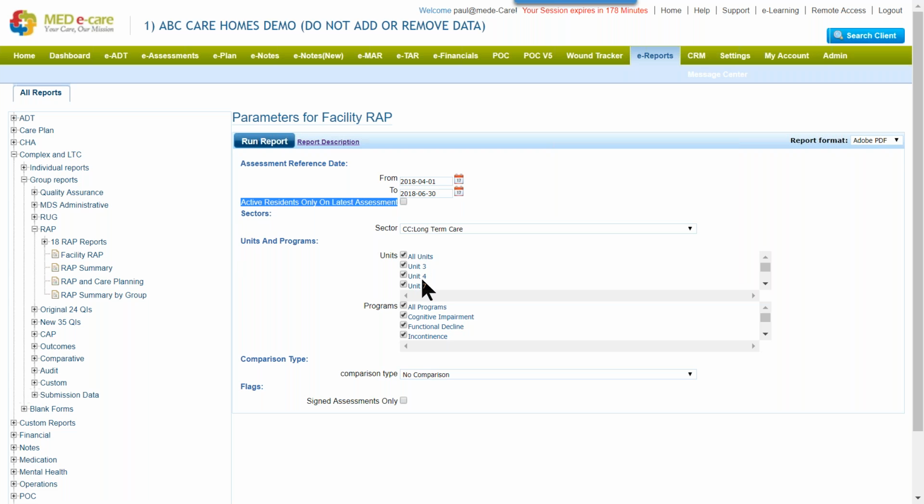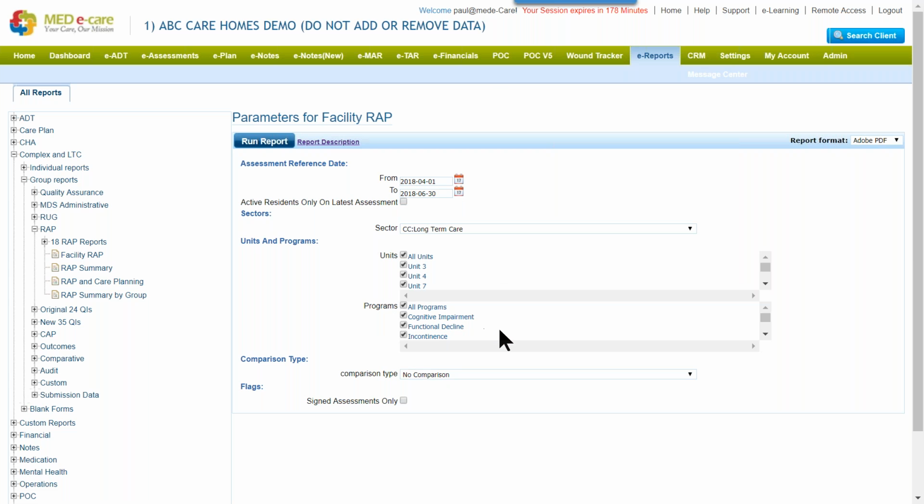However, you can see that I don't have to have all of my nursing units. If I want to look at a given nursing unit, I can turn off all units and pick 1 or 2 of these units and look at the data just for those, okay? Let's go back to all units.